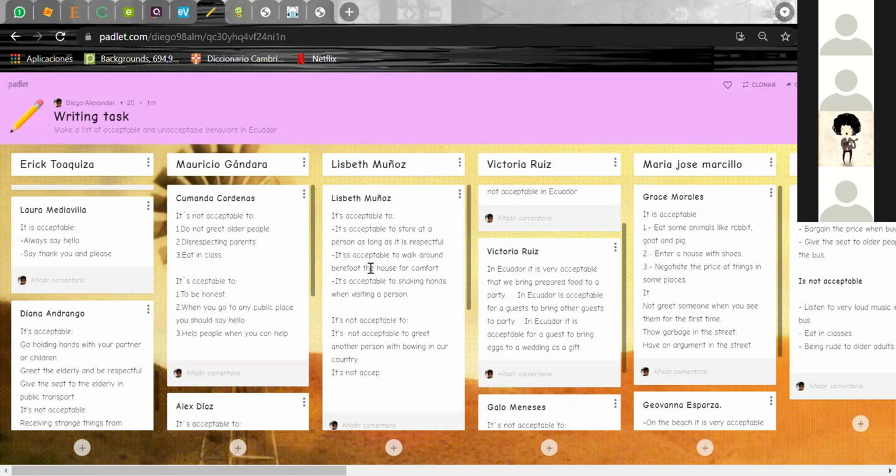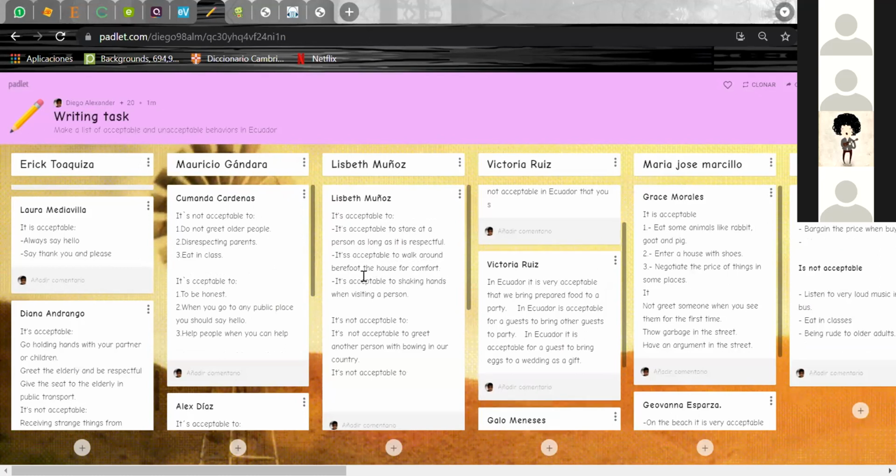Maybe it could be acceptable. It's acceptable to walk around barefoot in the house, podría ser. Aquí te falta la preposición, sería in the house or at home for comfort. It's acceptable not shaking hands when visiting a person.